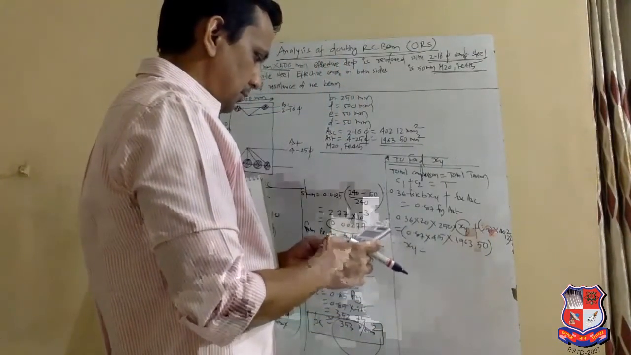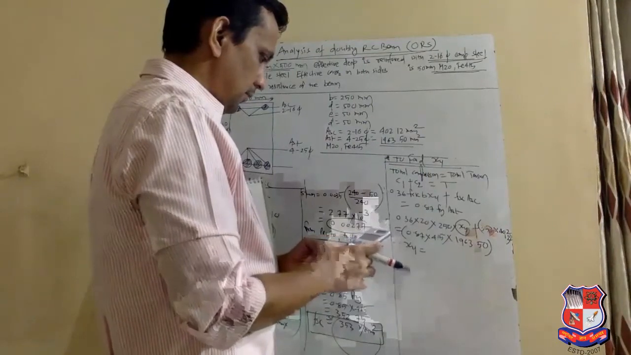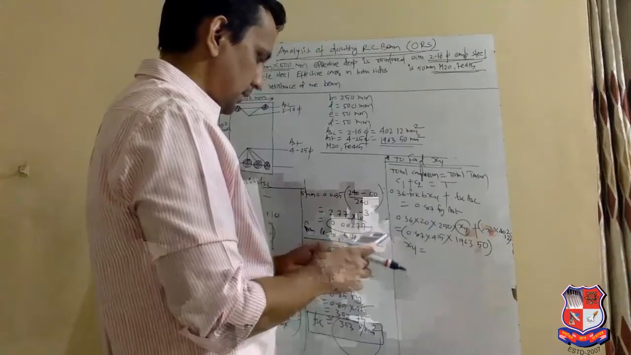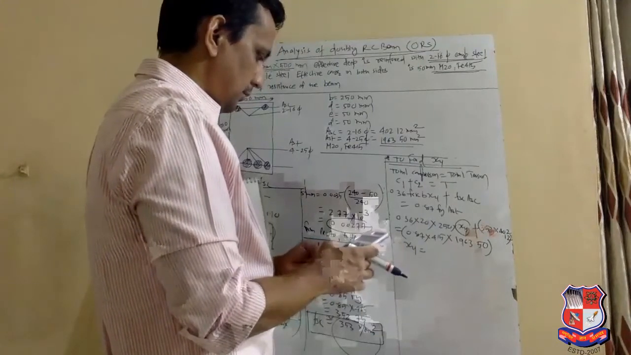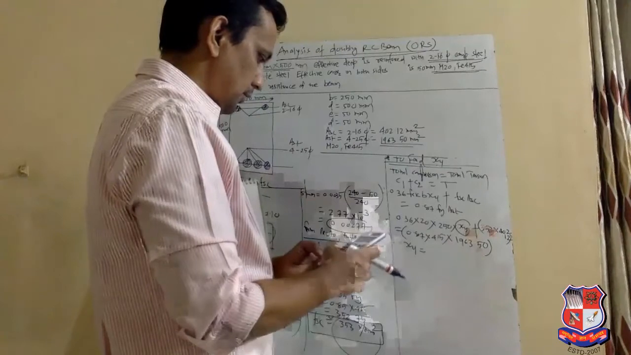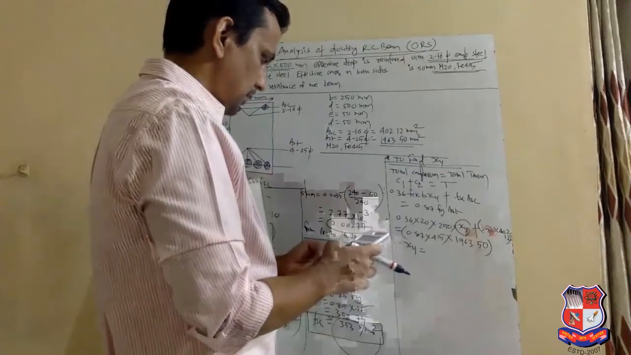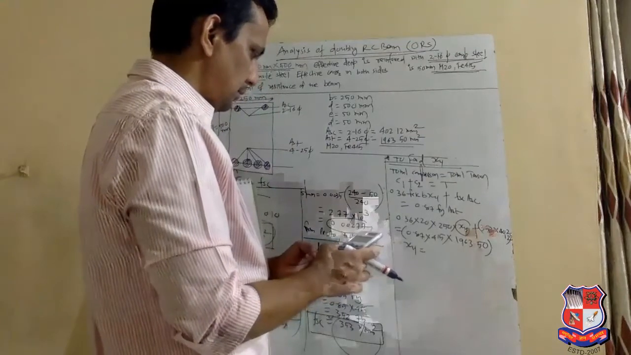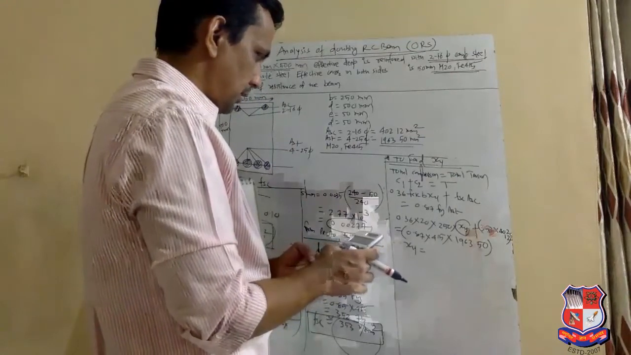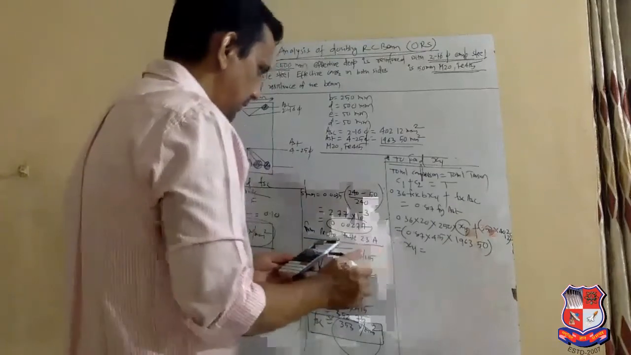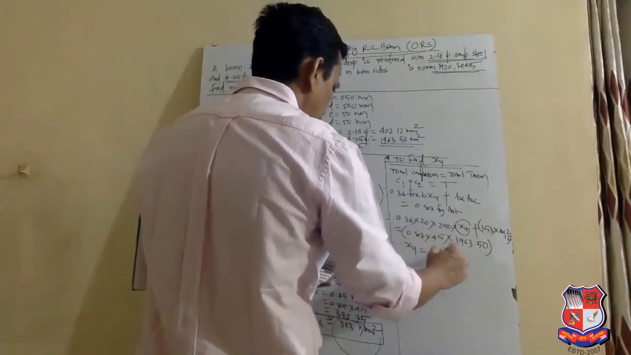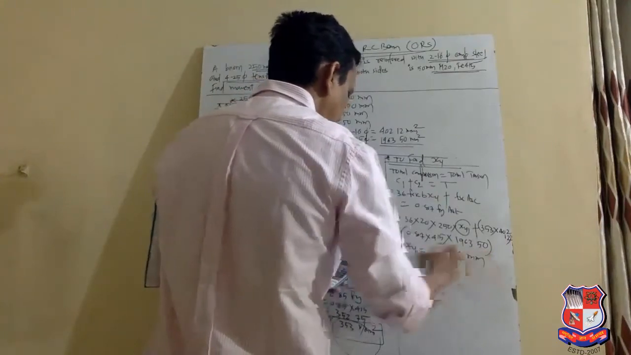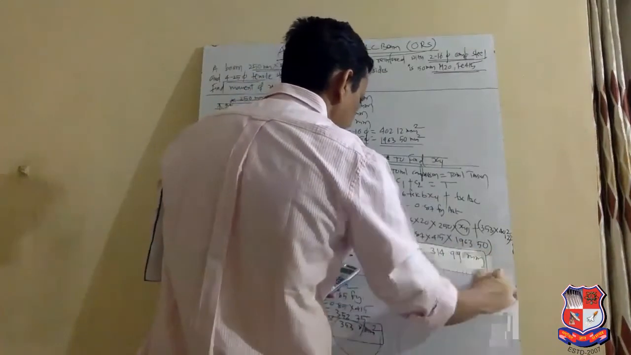0.87 into 415 into 1963.54 minus 353 into 402.2, divided by 0.36 into 20 into 250. So we get the value of XU, 314.99 mm. Okay.